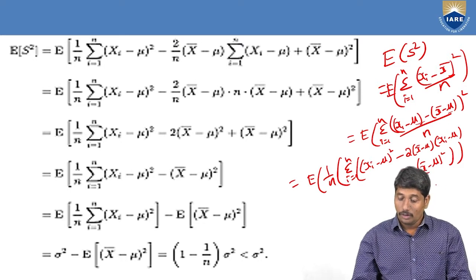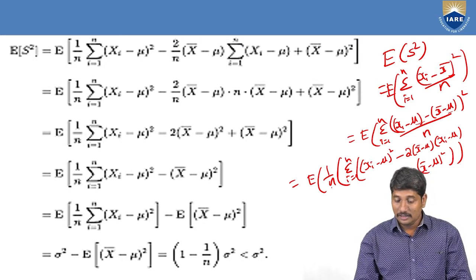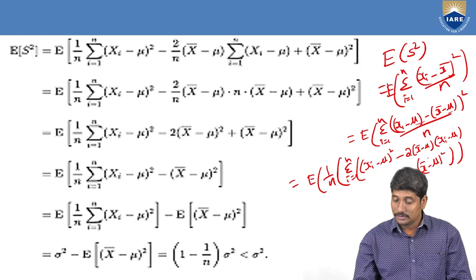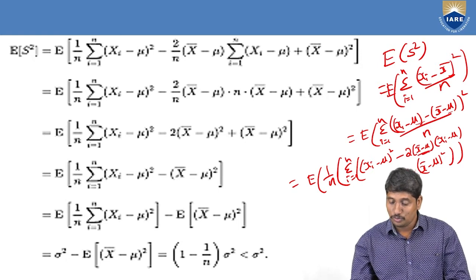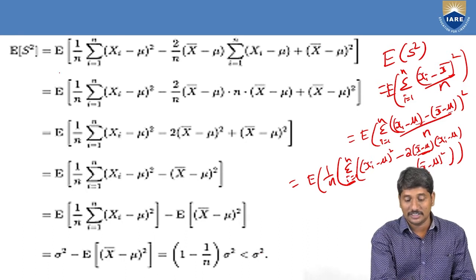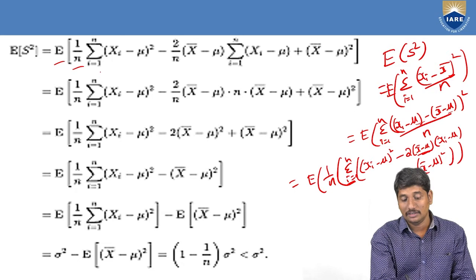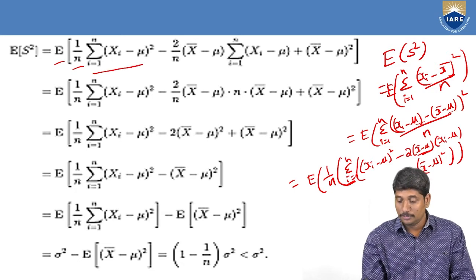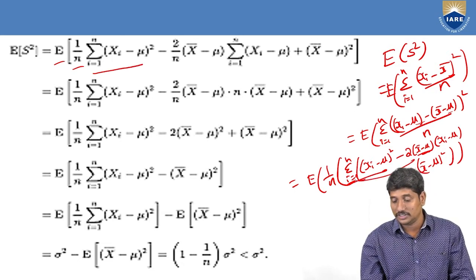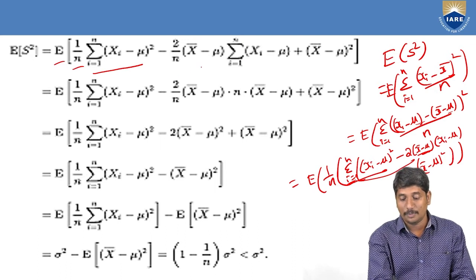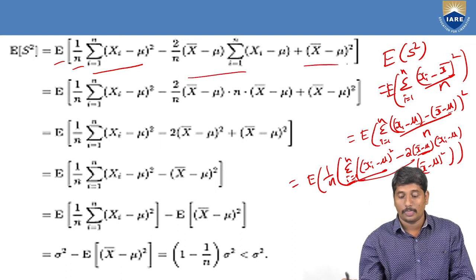Now, by separating the summation, we get this step. That is, by separating the summation, we get expectation of 1 by n summation of this, summation of this, summation of this. When we separate, we get this step.